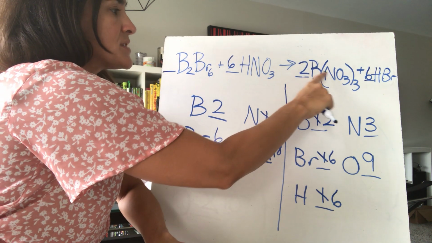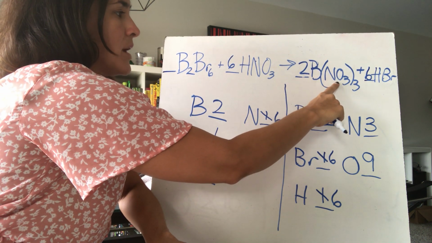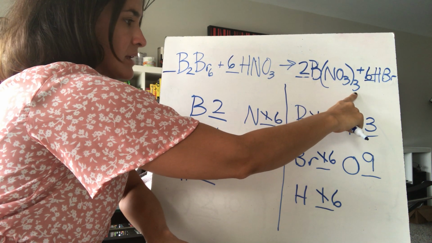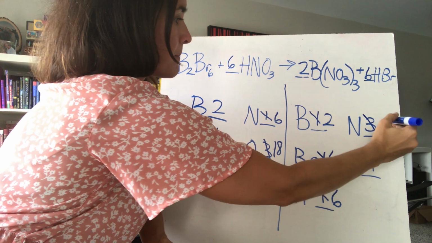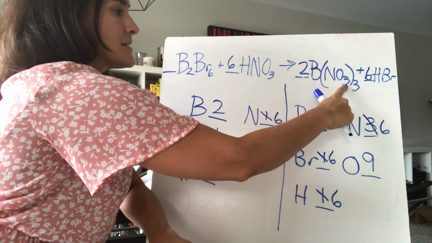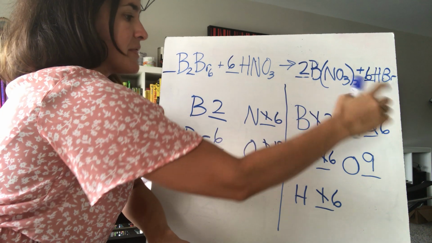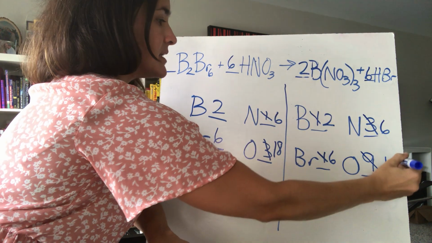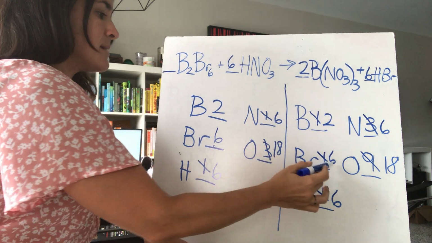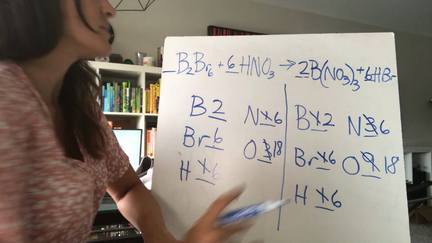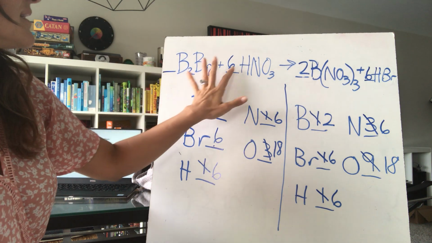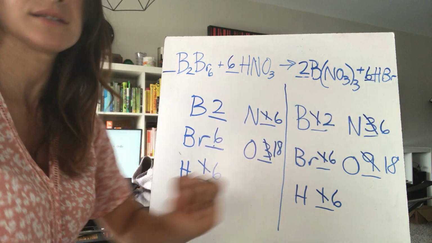So 2 times N, 1. 2 times N is 2 times 3. That makes 6 now. 2 times 3 oxygens is 6 times the 3 on the outside. That makes 18. We have everything the same now. So now this equation is balanced. We have 1, 6, 2, and 6.